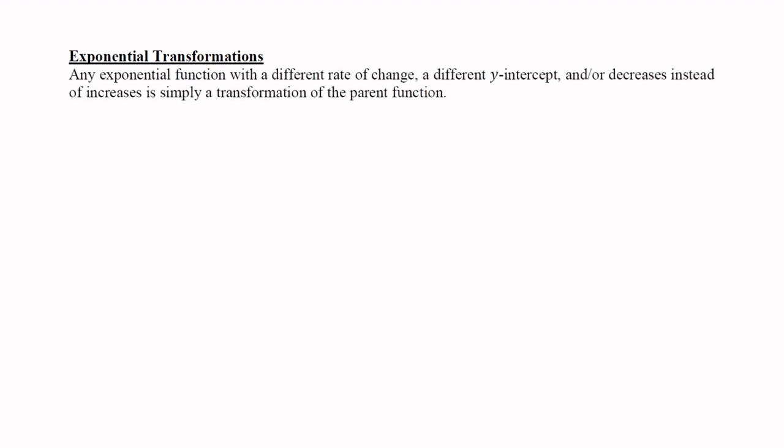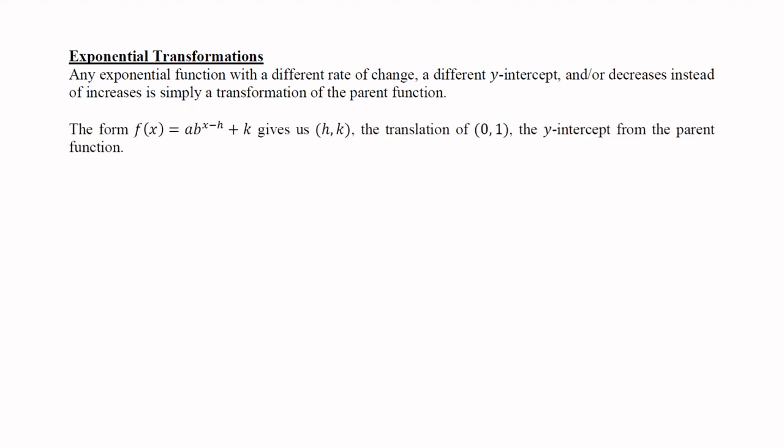Any exponential function with a different rate of change, a different y-intercept, and/or that decreases instead of increases is simply a transformation of the parent function. The form f(x) = ab^(x - h) + k gives us (h, k), the translation of (0, 1), the y-intercept, from the parent function. The h tells us how far left or right that y-intercept moved, and the k tells us how much we go up and down. You can identify that by looking at where your asymptote moves from the x-axis.